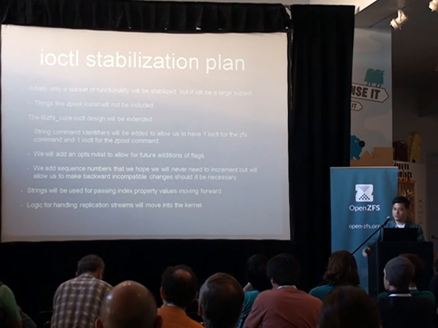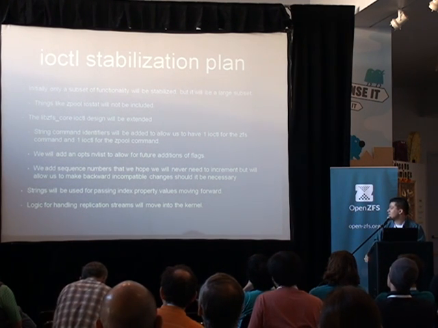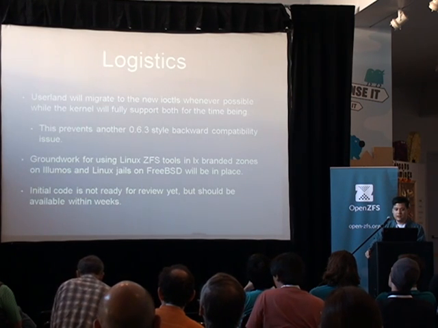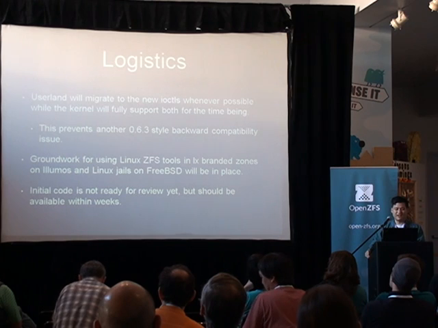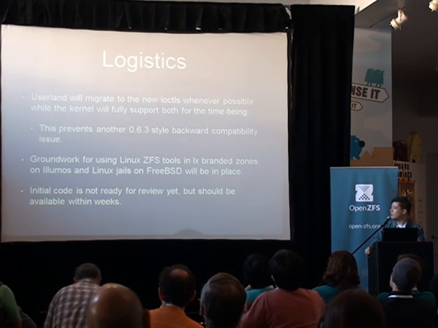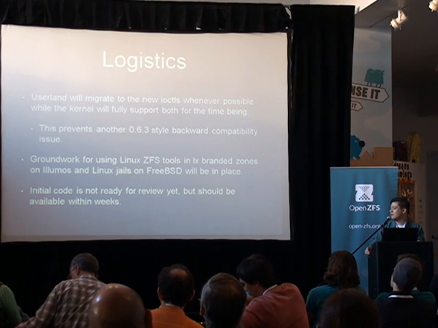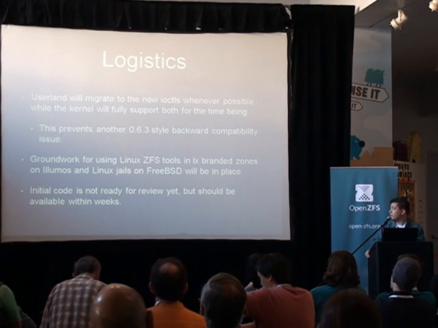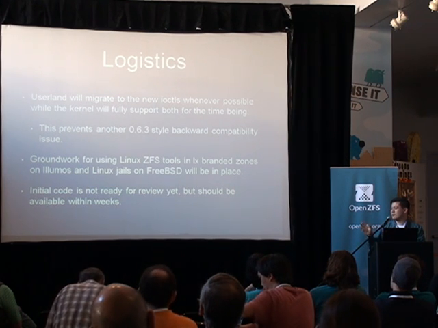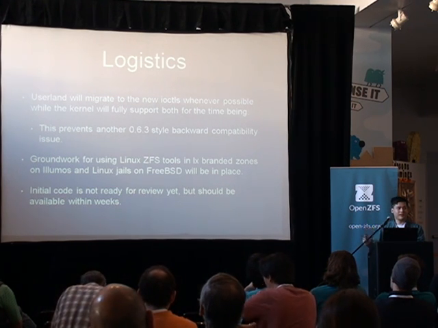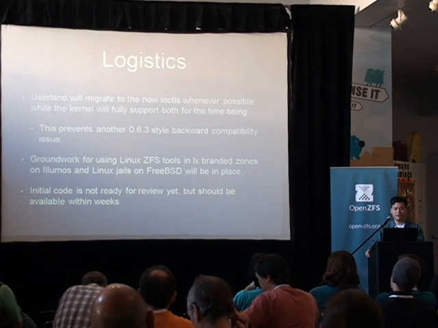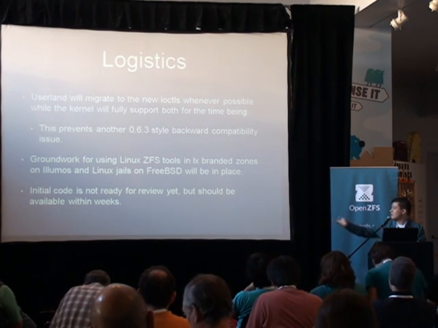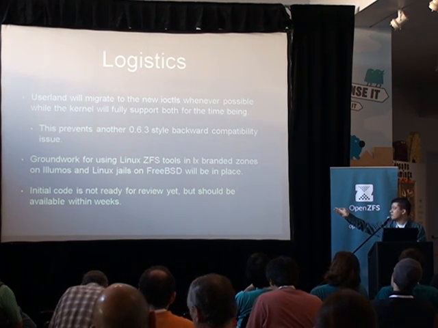And here, these are some simple things. I guess the biggest one is the logic and parameter application state we're moving to the kernel. And this is my second to last slide. Usually I will migrate to ioctls wherever possible, but we'll keep both for the time being. We don't want another 0.6.3 fiasco in terms of the ioctl interface changing on the users. And so we're laying groundwork for using the ZFS tools and ZFS branch zones and mixed jails.